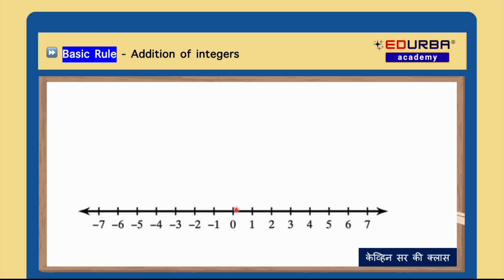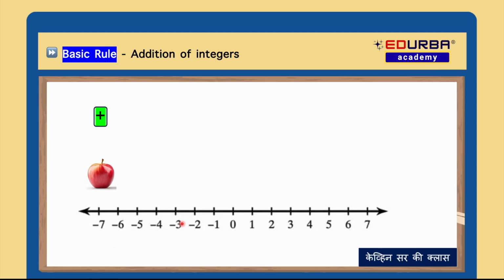It has 0 as the origin. And on the right side, we have all positive numbers, that means plus 1, plus 2, plus 3, and so on. And the left side has negative numbers, that means minus 1, minus 2, minus 3, and so on. We have already studied that a right side number is always greater than a left side number. That means 3 is greater than 2, 0 is greater than minus 1, minus 3 is greater than minus 4.